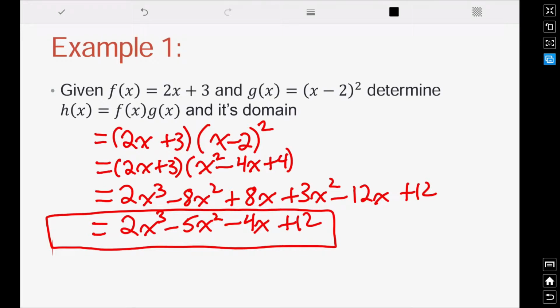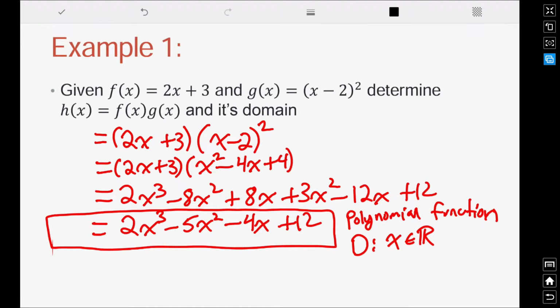Now, time to determine its domain. Looking at this, this is just a polynomial function. And from earlier, when dealing with polynomial functions, we know that the domain of any polynomial function, meaning it's just a series of terms, x can be found in all real numbers. And that's true for all polynomial functions.